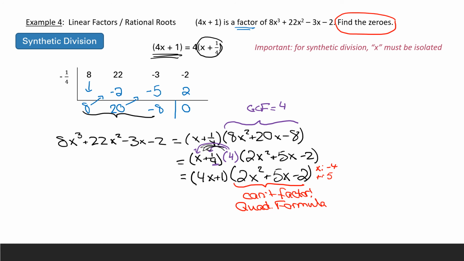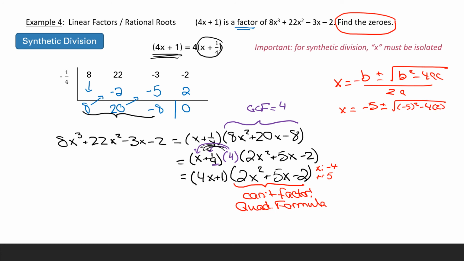That will give us the roots because that's what the question asked for. So quadratic formula, let me just write it up here. X equals -b plus or minus the square root of b squared minus 4ac all over 2a. And we sub it in. -5 plus or minus the square root of -5 squared minus 4 times 2 times -2, all over 2 times 2. So you finish all that. I'm just going to skip ahead because the video is long enough already. And let's go to the answer.